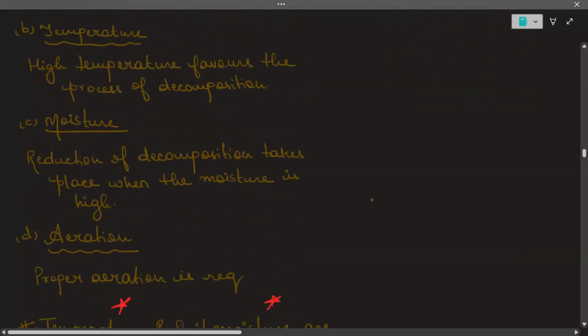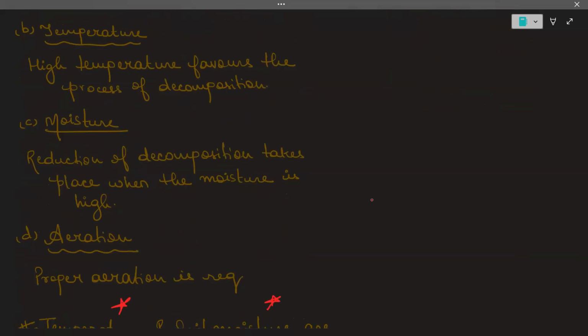Temperature. Now, high temperature means more decomposition. Low temperature means less decomposition.